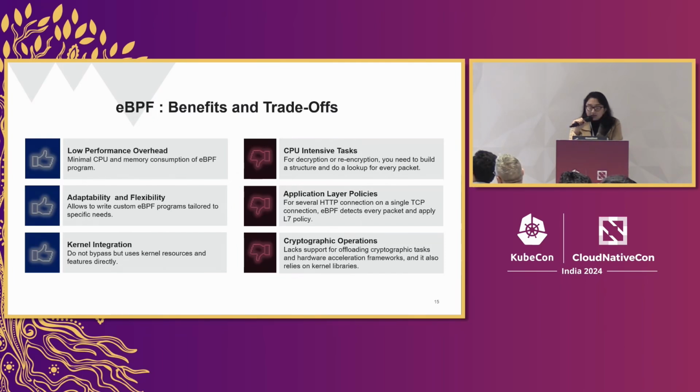Coming to the limitations, eBPF will not be good for CPU-intensive tasks like cryptographic operations. For encryption and decryption, you need to build a structure and do a lookup for each and every packet. For layer 7, if there are several HTTP connections on a single TCP connection, eBPF will detect every packet and apply policy on a per-packet basis. And it also lacks support for offloading cryptographic tasks and hardware acceleration framework. And it also uses kernel libraries for performing encryption and decryption, not like the third-party operations which its alternatives are using.